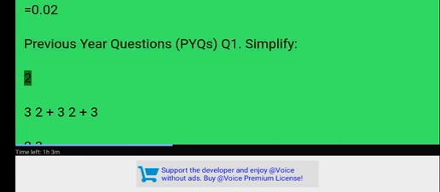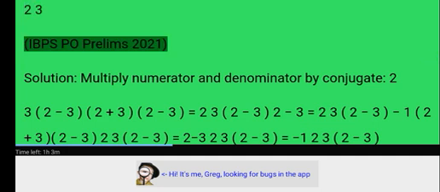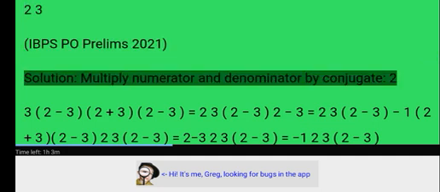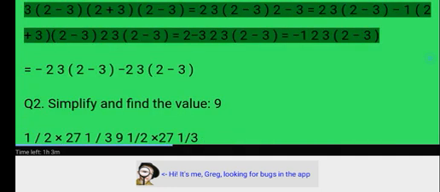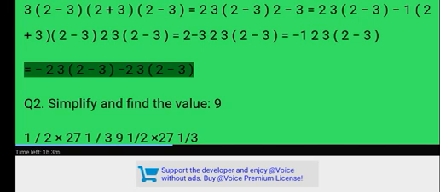Q1. Simplify the expression with 2√3, √2 plus √3, and √2 minus √3. IBPS PO Prelims 2021. Solution: multiply numerator and denominator by the conjugate, then simplify to get the final result.